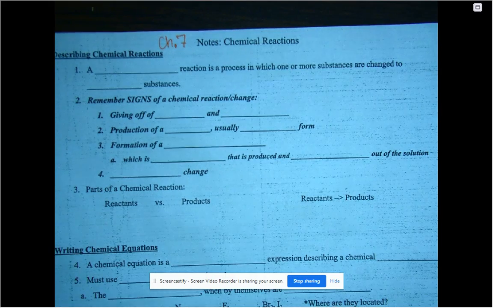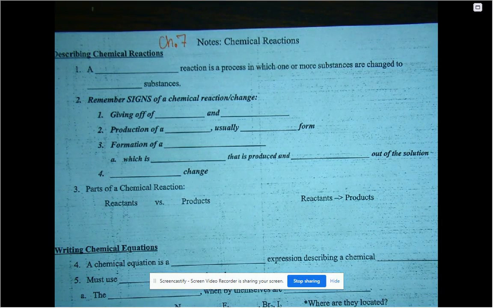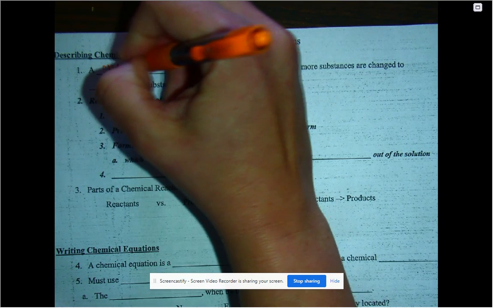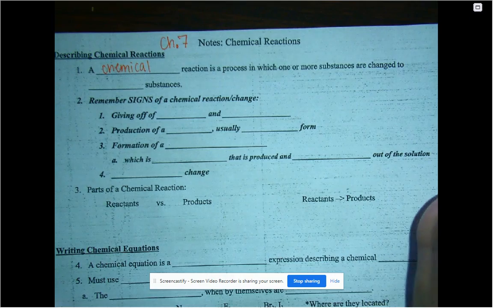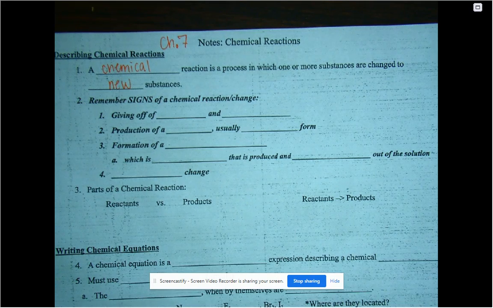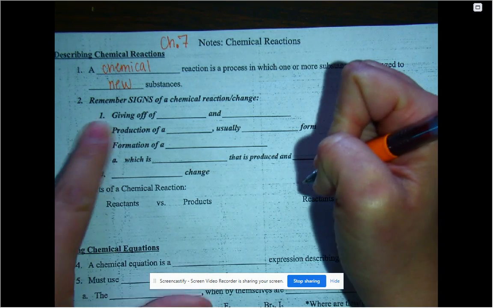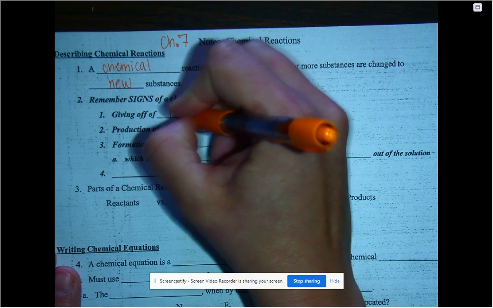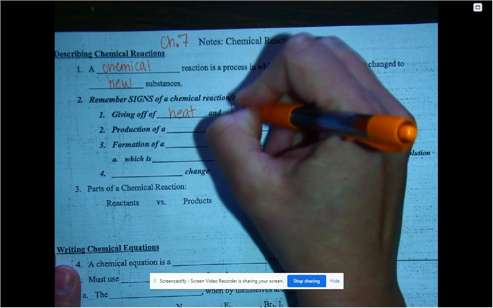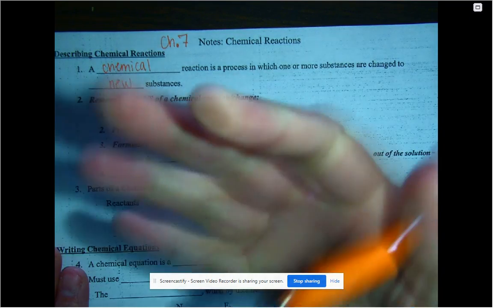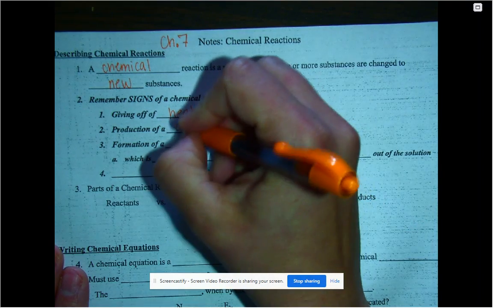All right. So for chemical reactions, a chemical reaction is just a process in which one or more substances are changed to new substances, right? We learned this at the beginning of the year. It was a chemical change. We had signs of a chemical change. They were things like giving off of heat and light. So if we had a temperature change or we saw light, it was showing that energy was given off. We had production of a gas.